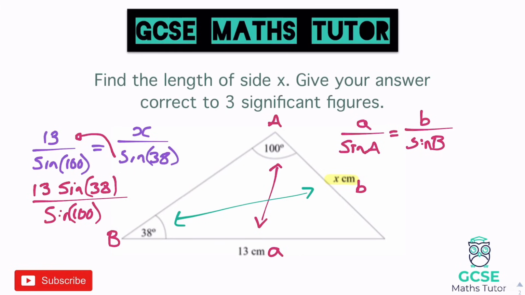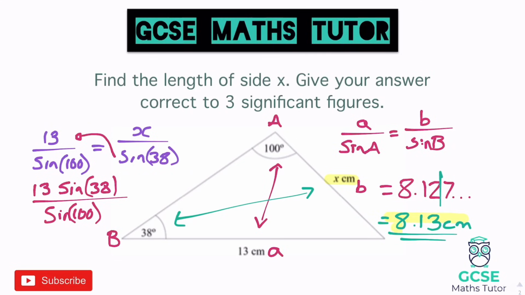There we are, just about write that in there. So let's type that in. So fraction button, 13 sine 38 all over sine 100, close the brackets, press equals, and again we get an answer here of 8.127, a few more decimals, but it wants it to 3 significant figures, so I don't need to go any further. And if I round that to 3 significant figures, chop it after the 2, we get 8.13 when it rounds up there, and again that's centimetres. And there we go, there's our final answer using the sine rule.